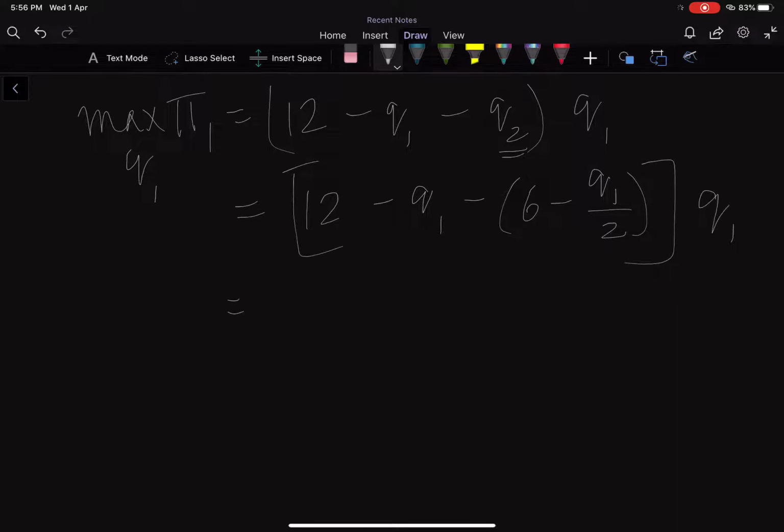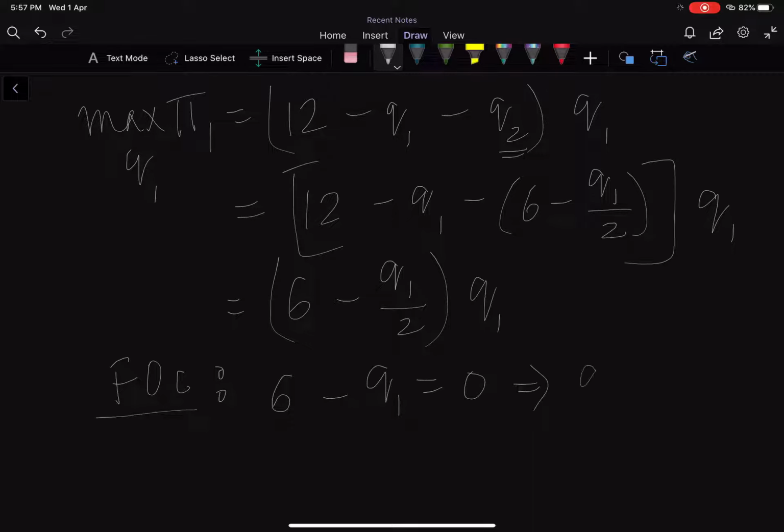So that gives you (6 minus q1 by 2) times q1, because it's 12 minus 6, and minus q1 plus q1 by 2, so that's minus q1 by 2. Then what is the first order condition? If you take the derivative of this with respect to q1, you get 6 minus q1 equals 0. That gives you q1 star equals 6. So firm 1 will produce 6 units.